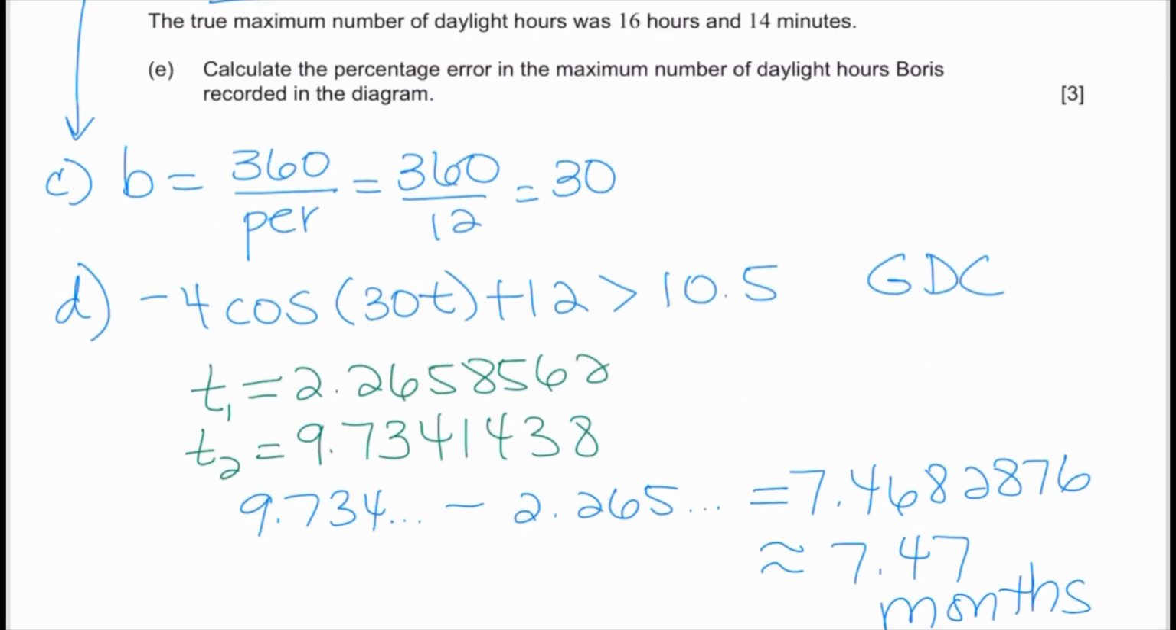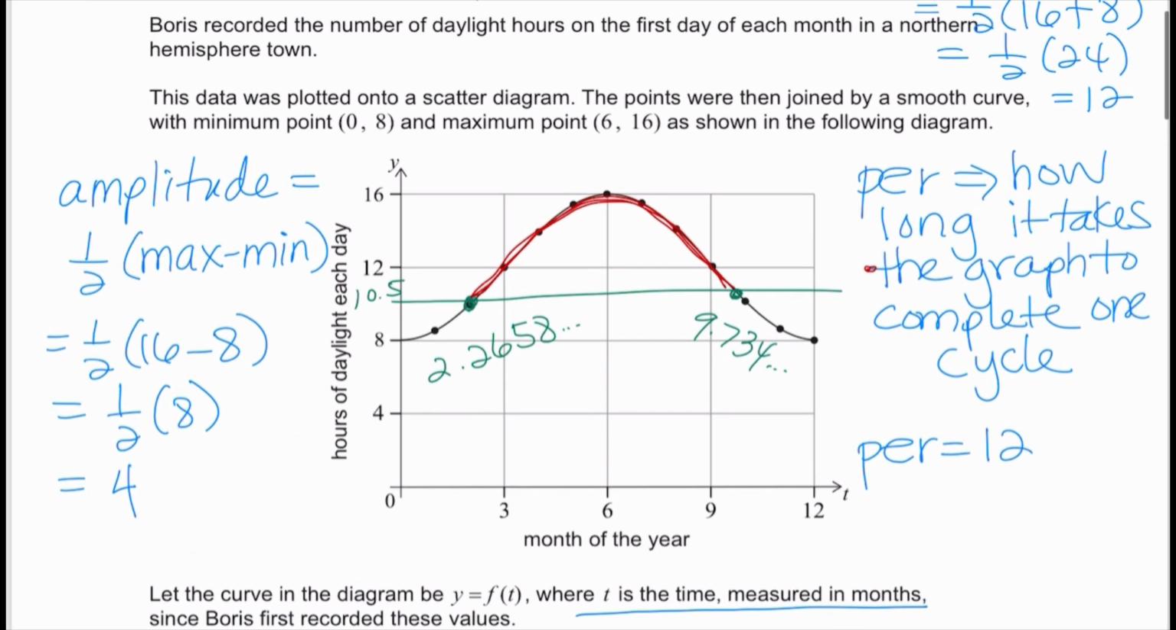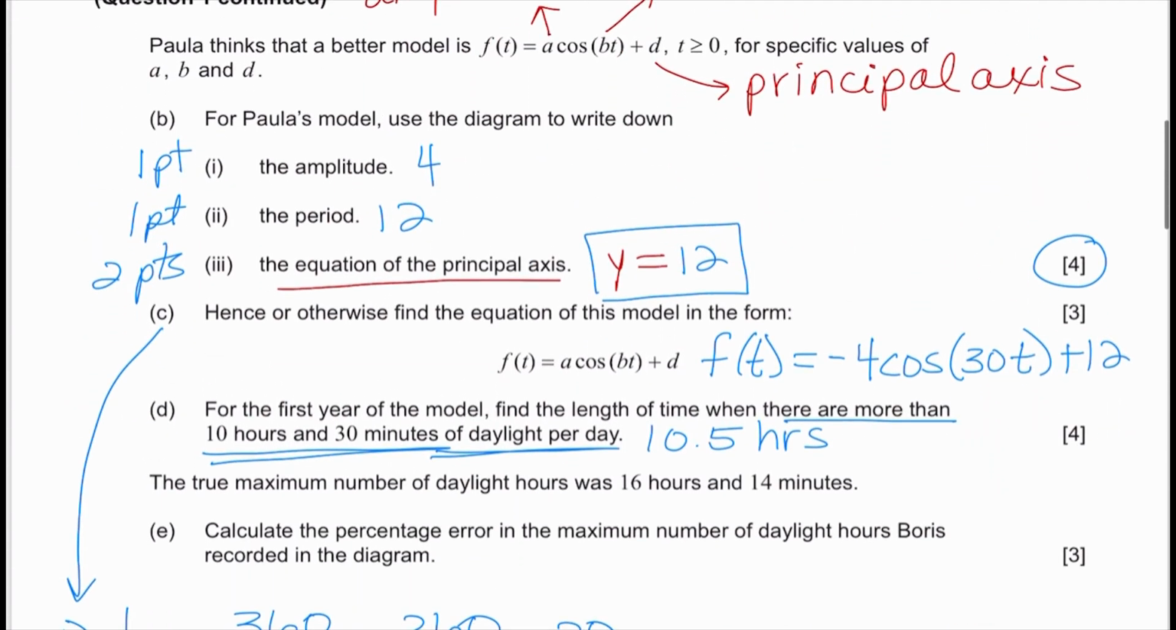It says the true maximum number of daylight hours was 16 hours and 14 minutes. Calculate the percentage error in the maximum number of daylight hours Boris recorded in the diagram. So if we look at the graph, the maximum number that we have is 16. So the question becomes, find the percentage error between 16, which is your estimate, and 16 hours and 14 minutes, which becomes your exact value.